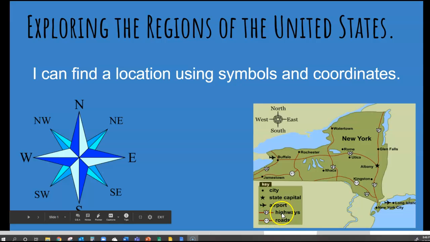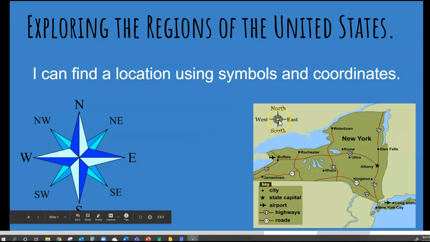The red lines are highways and roads. There's Highway 81 that runs through right here. And there's also roads. This one is Road 17. You also have Highway 87 here. So you can see that map keys are very important when you're looking at directions.